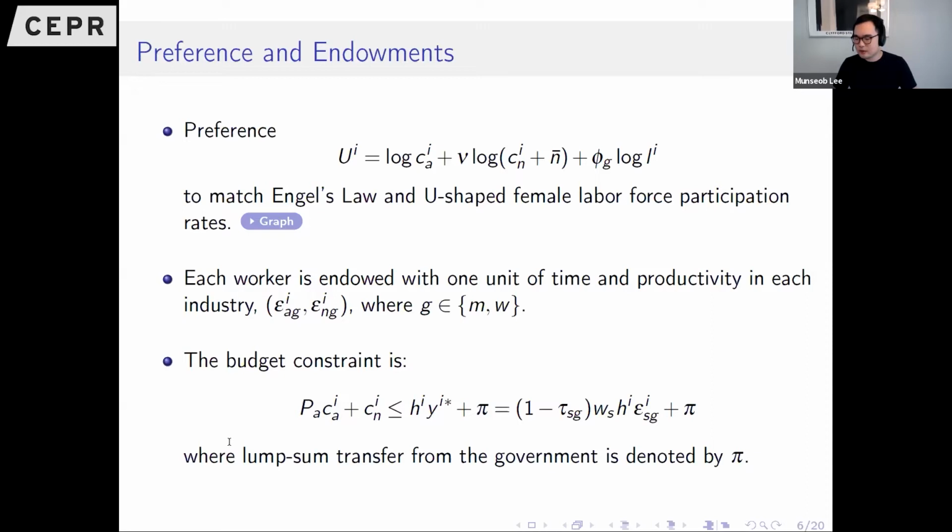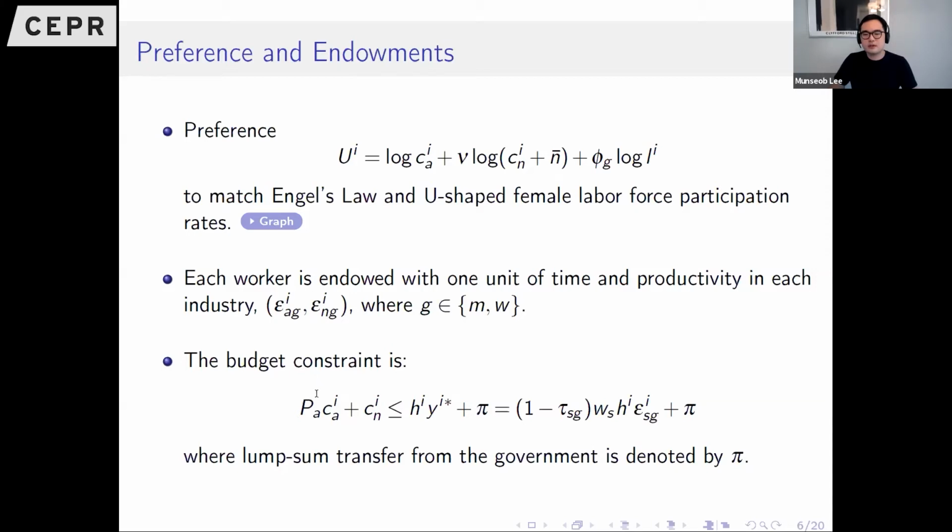To make the model tractable, I modeled the labor force participation as the intensive margin. So everyone is basically participating in the market, and they decide how much time they work and how much they enjoy leisure. This is solely for tractability, to exactly identify the size of the friction. I will talk about that again later. Each worker is endowed with 1 unit of time and a productivity in each industry. For the male workers, there are two different productivities, one in agriculture and one in non-agriculture.